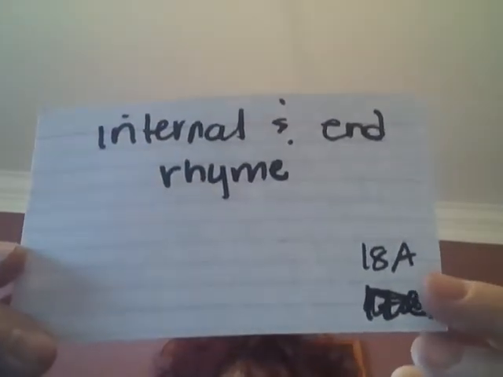Internal and end rhyme. Internal is a rhyme within a line. Example, once upon a midnight dreary while I pondered weak and weary. And then end rhyme is at the ends of lines. Oh, if only I could recall there on the heath nearest trees tall.